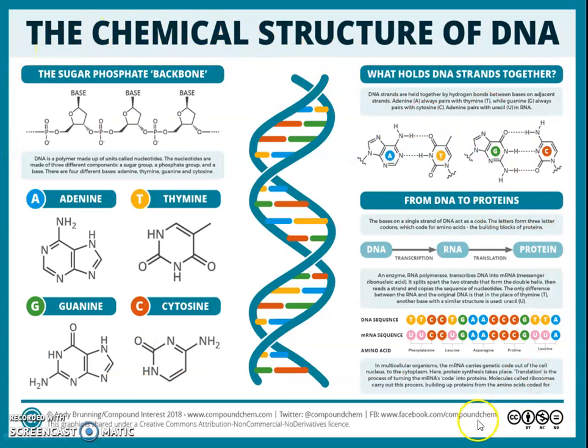This is the chemical structure of a DNA molecule. You see this structure. This is the base, this is the sugar, and this is the phosphate group. These nucleotides bind with another group through phosphodiester bonds, and in this way form a polynucleotide chain. This polynucleotide chain is called DNA, or DNA is the polymer of nucleotides. The nucleotides are made of three different components, already told in the previous slide: a sugar group, a phosphate group, and a base. These are the bases already explained in the previous slide.